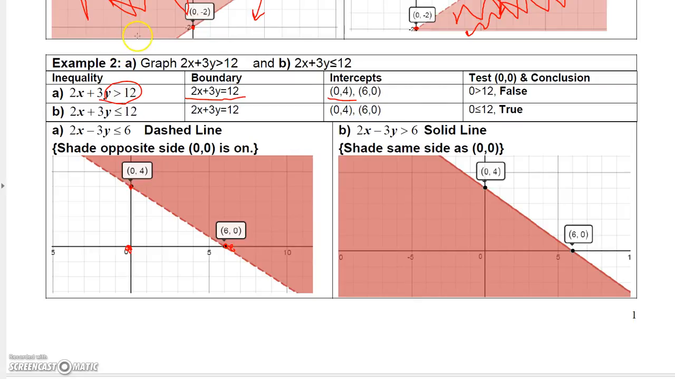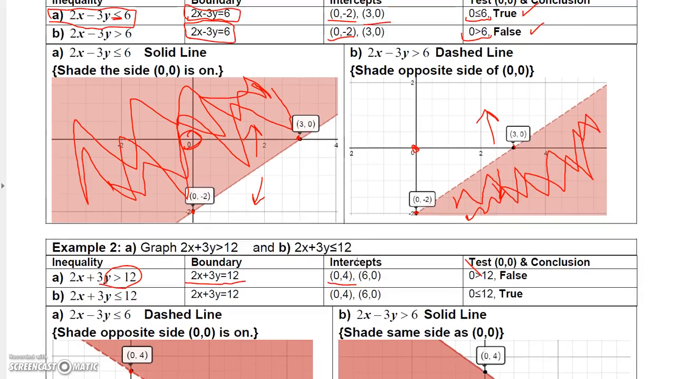Okay, and then on the other one, 2x plus 3y is less than or equal to 12. Same boundary. But again, notice here I have a solid boundary, because of the equal to with this inequality. And here's (0, 0) right here, and it's below the line. If I test (0, 0) for this inequality, I get the statement that 0 is less than or equal to 12, which is true. So I shade the same side of the line that (0, 0) is on.